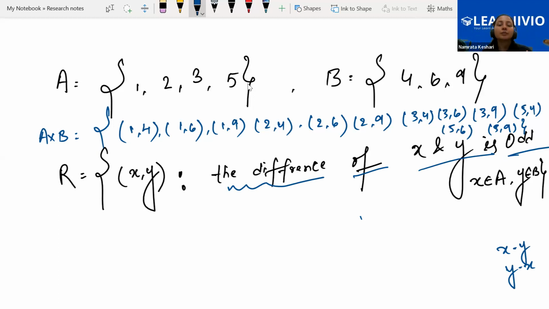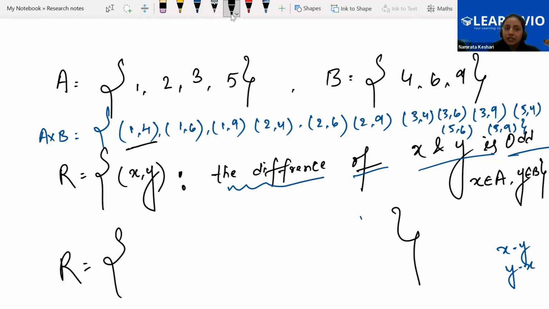From all the ordered pairs, whatever is fulfilling the criteria, that the difference between the two is an odd number, we can take that ordered pair in our relation. So let's write here. The relation is given in set builder form. Check it carefully. Set of all ordered pairs where the difference of x and y is an odd number. We will write it in roster form because roster form will make it more clear. Can you tell me which ordered pair is fulfilling the criteria that the difference between the two is an odd number?